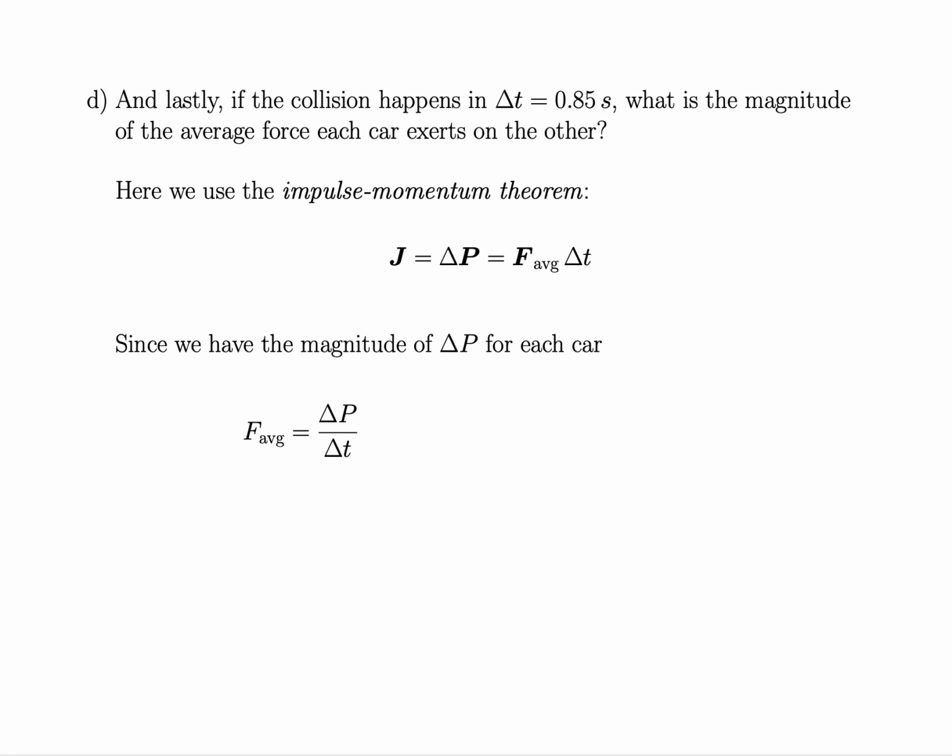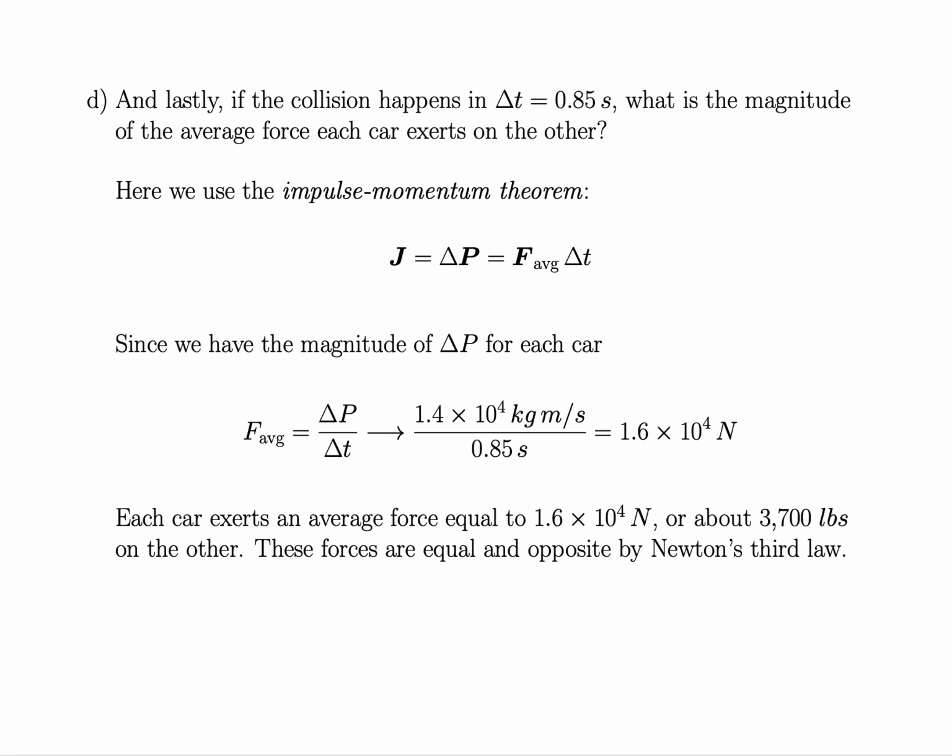And since we're after only the magnitude, we can drop the direction part of this and simply say that the magnitude of the average force is the ratio of delta P to delta T. And what remains then is to simply plug in numbers and get an answer. So I get 1.6 times 10 to the fourth newtons. And to answer that question in a complete sentence, we could say each car exerts an average force equal to 1.6 times 10 to the fourth newtons on each other. And using the conversion that 1 newton is 0.225 pounds, I get around 3,700 pounds. And it's important to keep in mind again that these forces are equal and opposite because of Newton's third law.